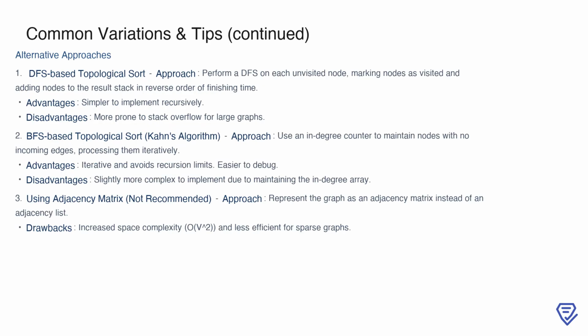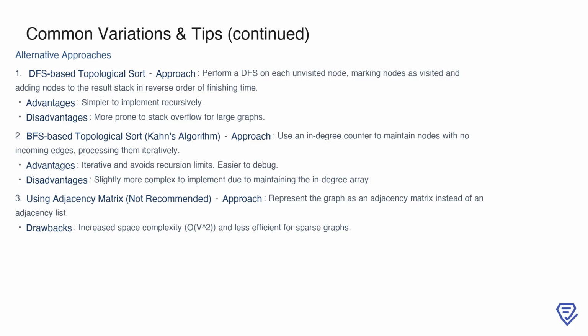There are several approaches to solving topological sorting problems, each with its own advantages and drawbacks. A DFS-based topological sort involves performing a depth-first search on unvisited nodes, marking them as visited, and adding them to a result stack in the reverse order of their finishing time. This method is simpler to implement recursively but can run into stack overflow issues for very large graphs.